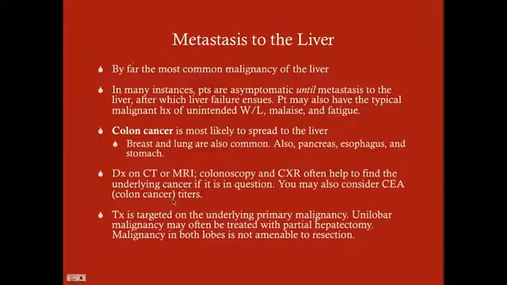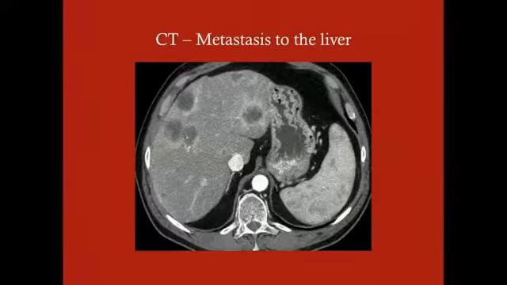The treatment is going to be targeted on the underlying primary malignancy, usually chemotherapy for that. Unilobar malignancy often can be treated with a partial hepatectomy. However, if there's malignancy in both lobes, obviously you can't take both lobes out. So that's a no-no for resection.